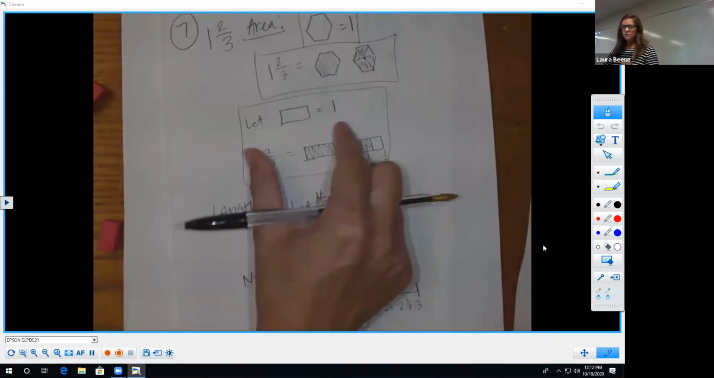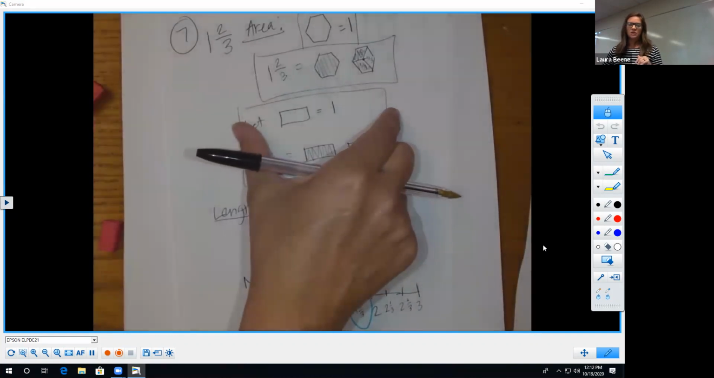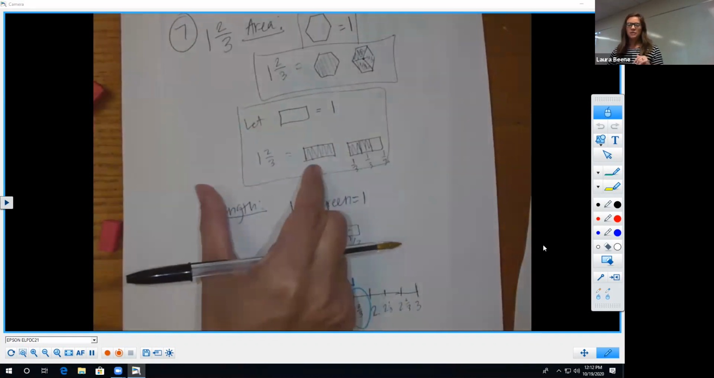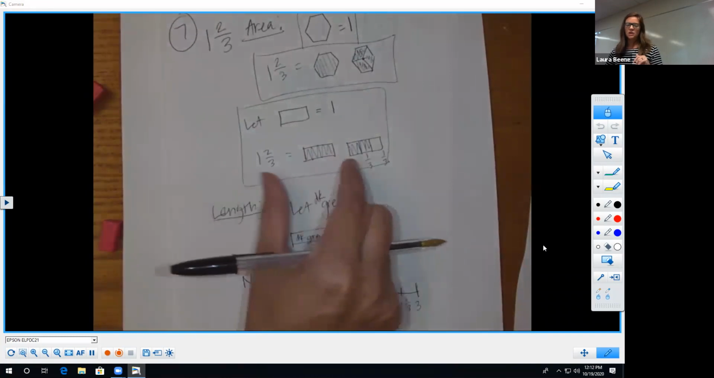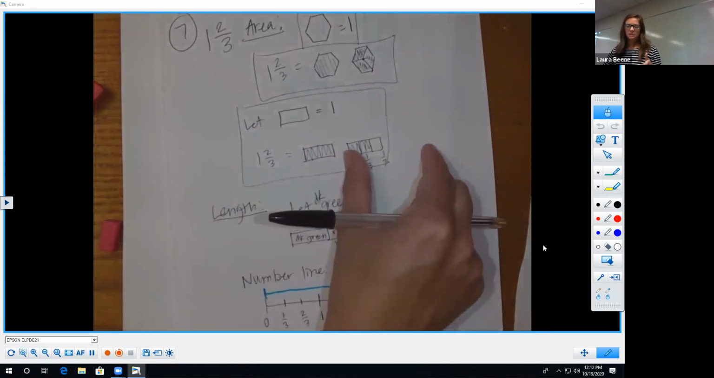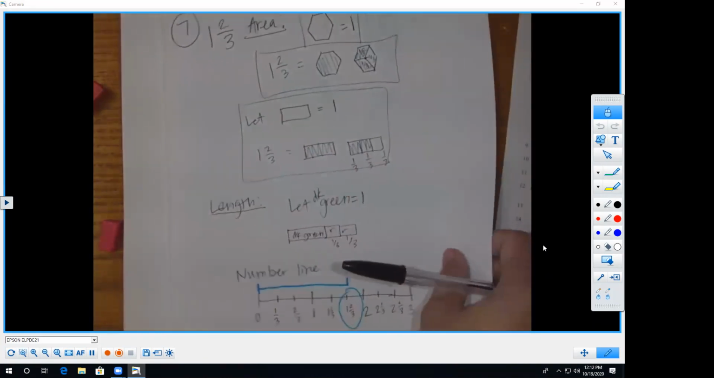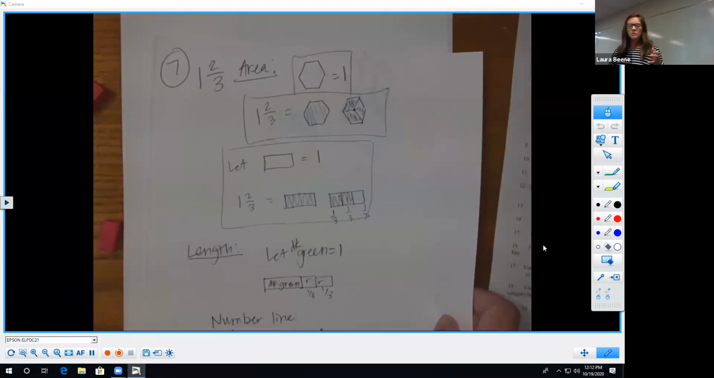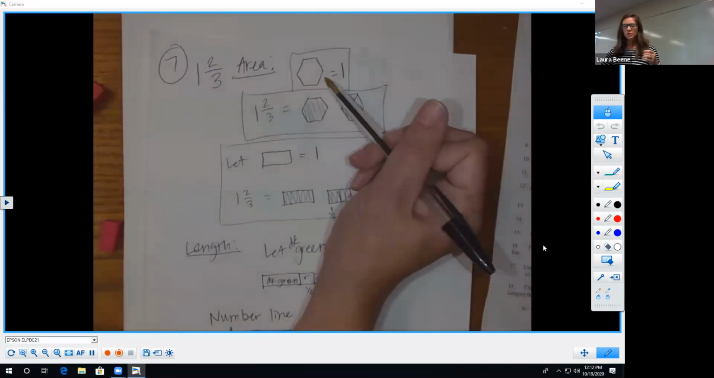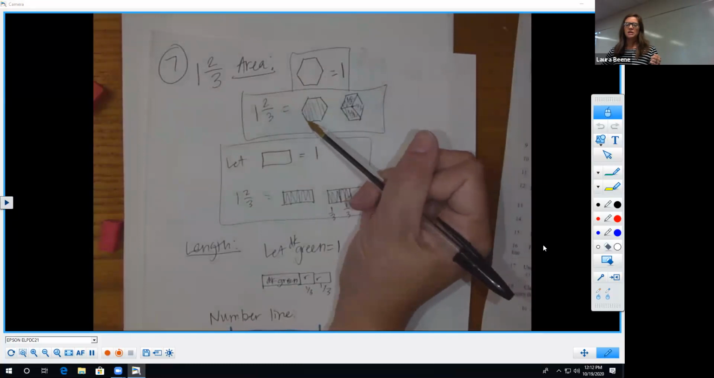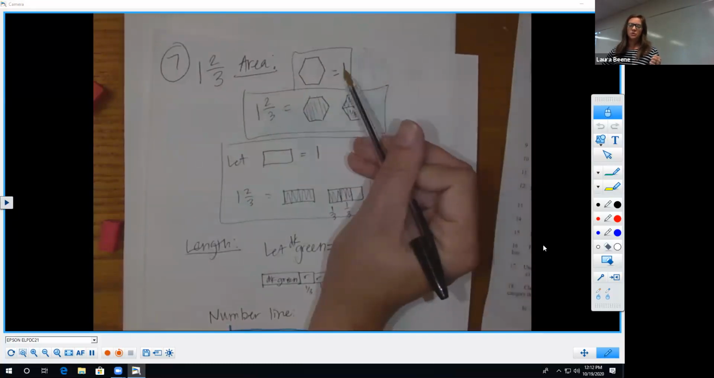Same thing here. This rectangle could have been this long, and if your rectangle is that long, then your answer would look different, because it would be this long and then 2/3 of that. Does that make sense? Yes. So it doesn't matter how you do it. You just have to make sure you tell the original whole, so that I can check that your answer is correct based on your whole.